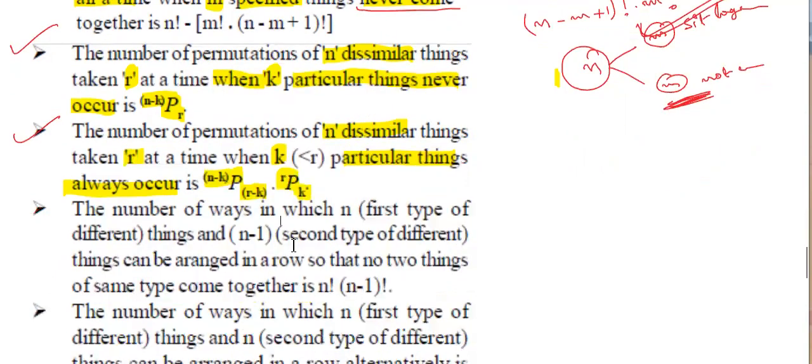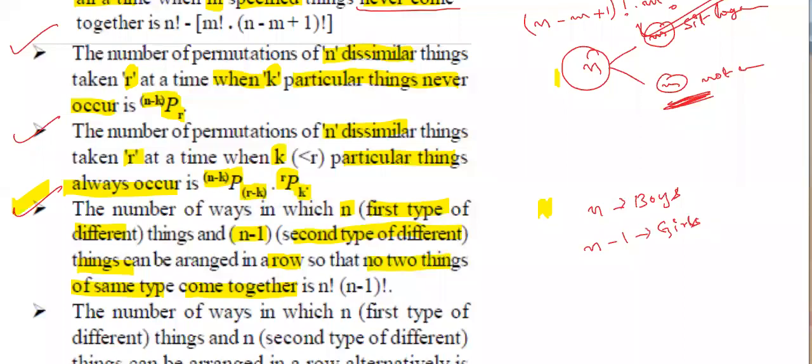Next, I am going to another formula. This is the number of ways in which n things of the first type and n minus 1 things of the second type, all different, can be arranged in a row so that no two things of the same type come together. So, suppose there are n boys and n minus 1 girls.